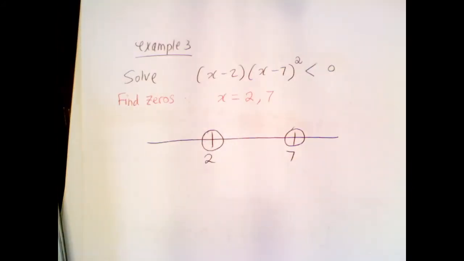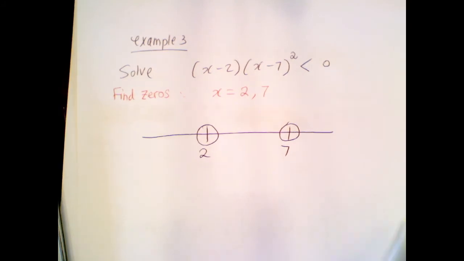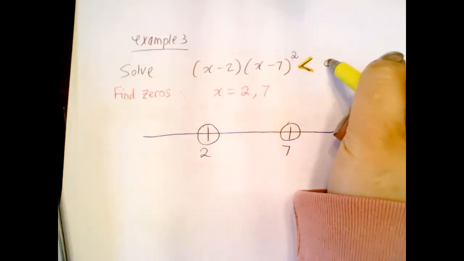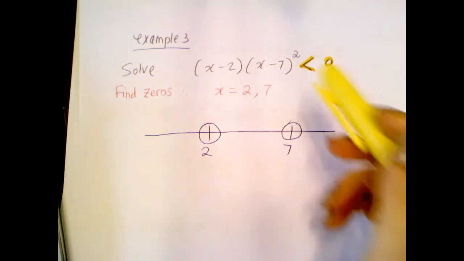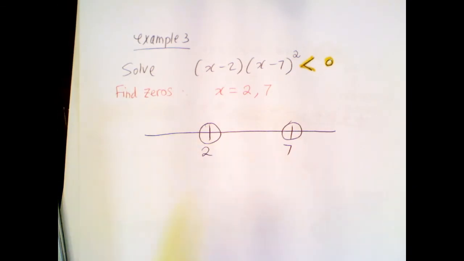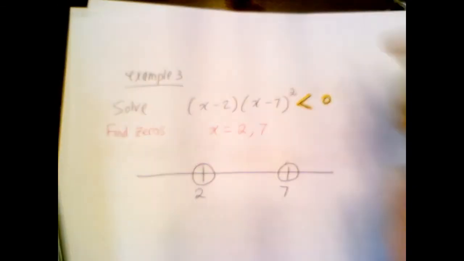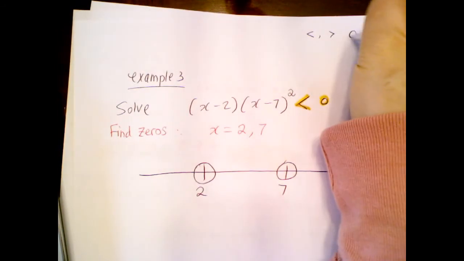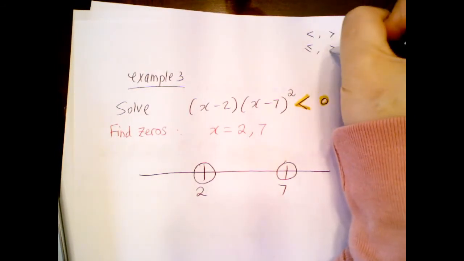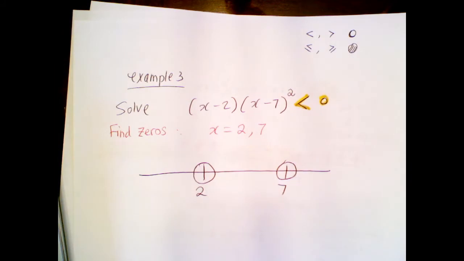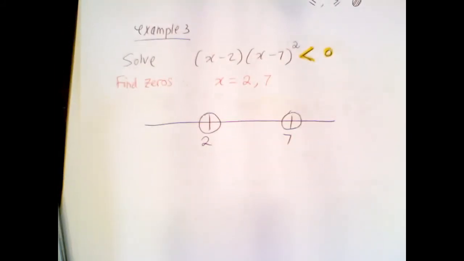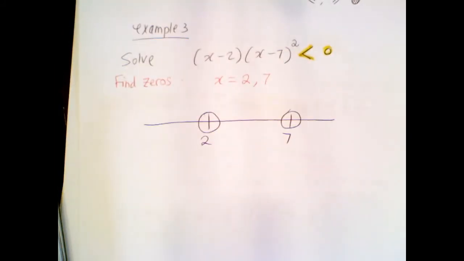X equals positive 2 and x equals positive 7, right? So graph them. 2 and 7, and I draw a circle here. Now, should we leave them open or close them? Look, it says less than 0. It doesn't say less than or equal to 0. It's less than. So leave them open. Okay? So real quick notes. If you get these ones, leave them open. If you get less than or equal to, greater than or equal to, those are the ones you have to close.